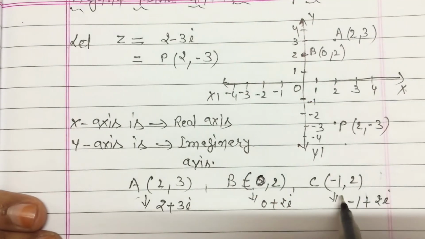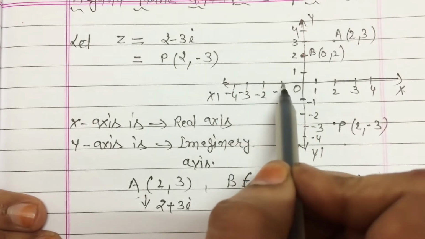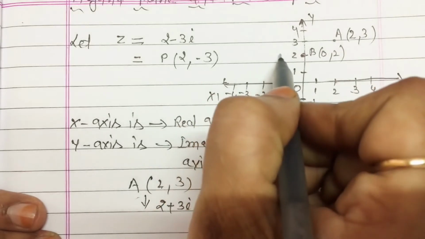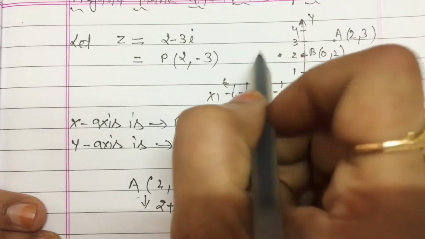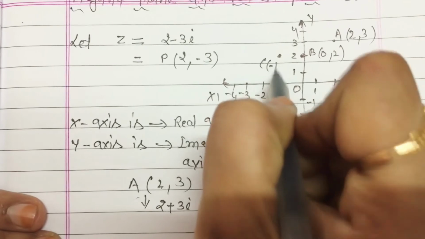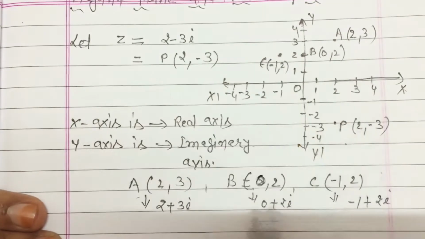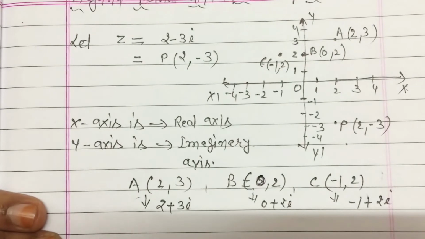Next minus 1 comma 2. Okay, so here on the real axis minus 1 and on the imaginary axis it's 2. So here it is C (minus 1, 2). Okay, so it is the representation of a complex number in the Argand plane, or we can say in a complex plane.